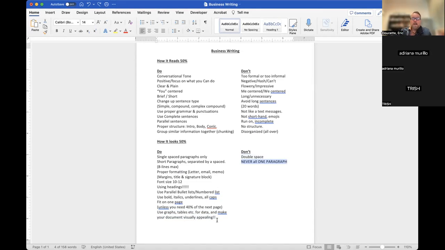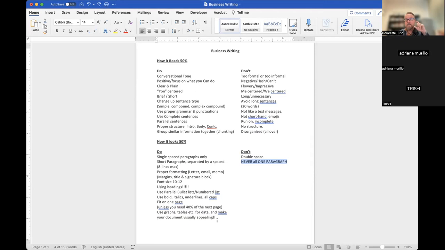Never, never should your document be one paragraph. Hello, Eric. Paragraph. Sincerely, Trish. No, you failed. That one paragraph should be broken into two or three paragraphs. Break it up, even if it's short. Unless it's a 2-line paragraph and that's all you're saying, obviously you don't have to do it.